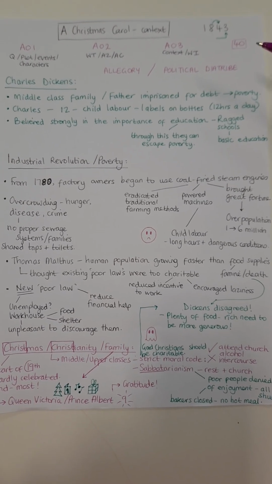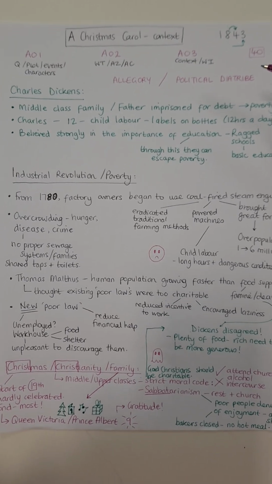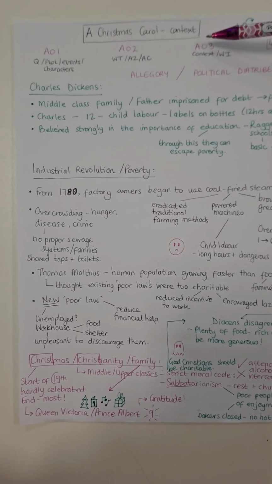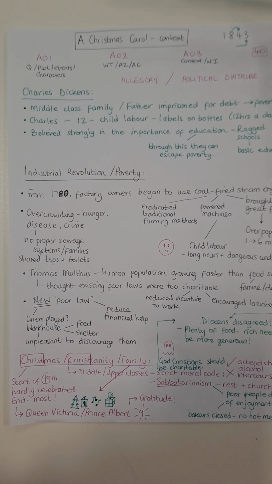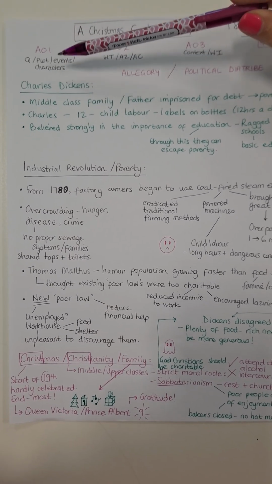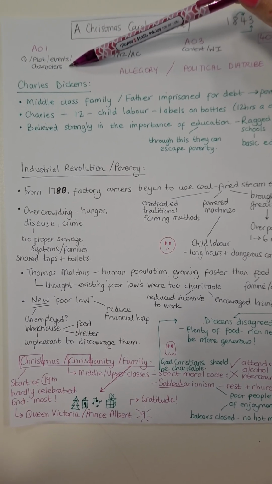Okay, this is a whistle-stop tour of your context for A Christmas Carol. So you're going to have to mention context in A Christmas Carol because this exam question is split over 3 assessment objectives. The first being AO1, so your ability to discuss plot, events and characters from the novella.